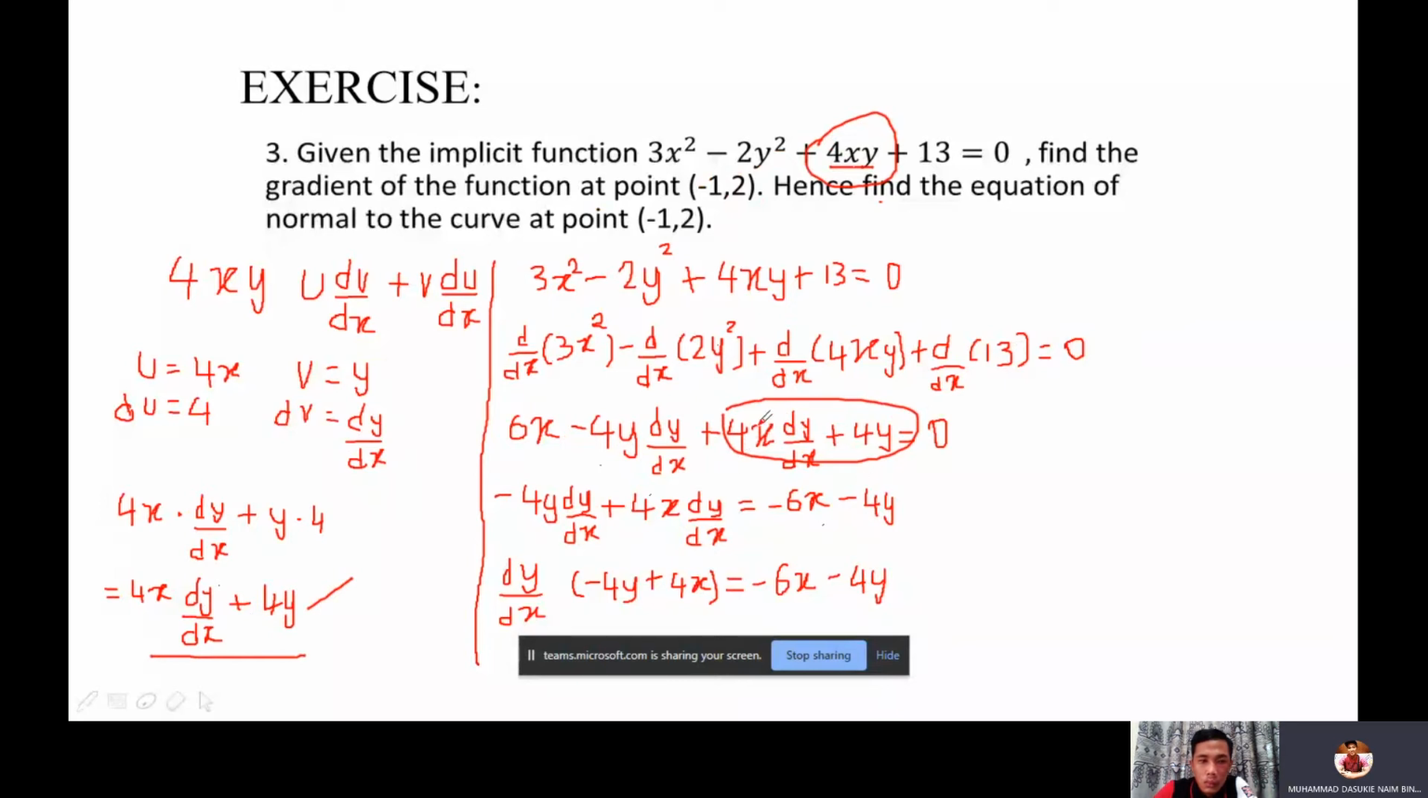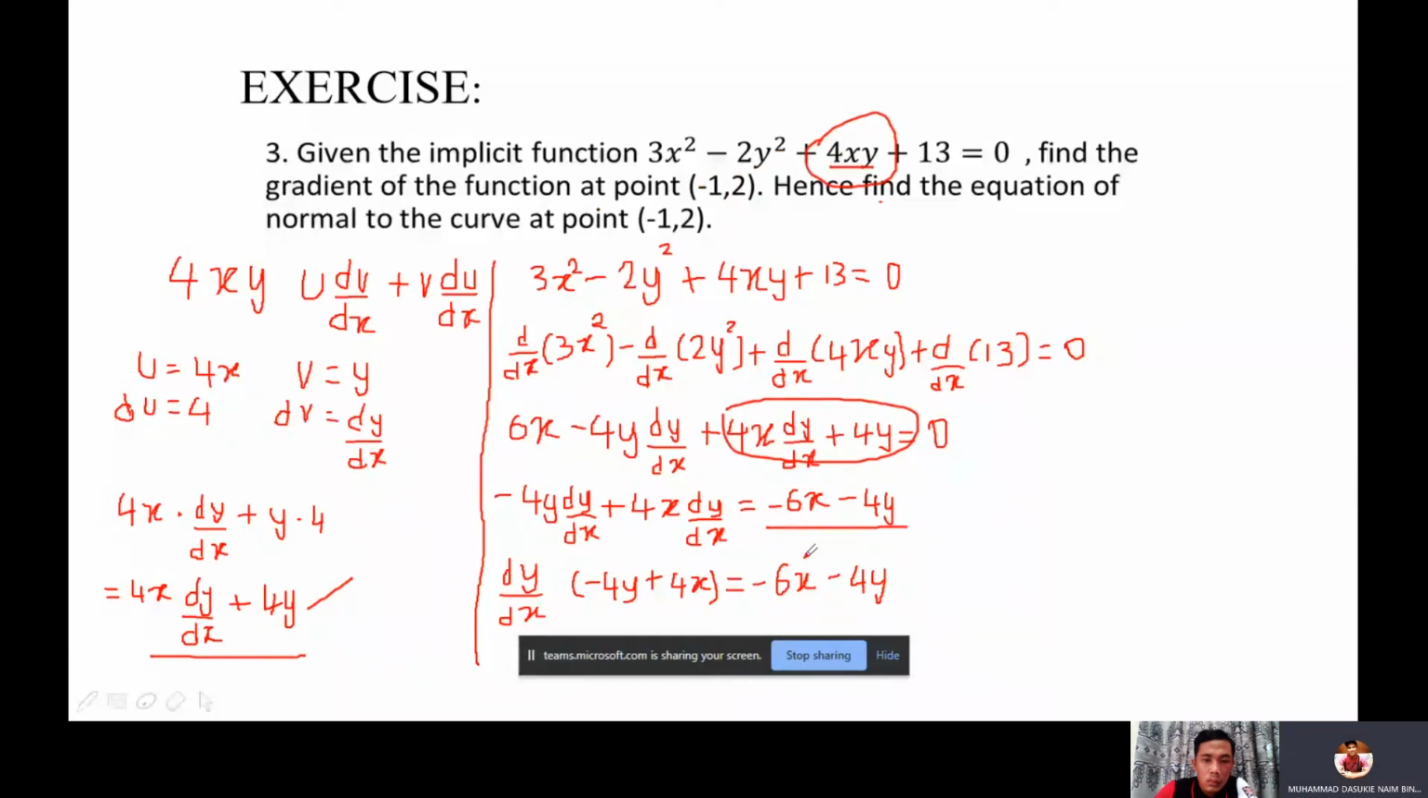Okay, 4x dy/dx. So we rearrange the equation with dy/dx on the left hand side, and we rearrange the equation with negative 6x on the right hand side. As you can see, 6x becomes negative 6x, and 4y we take to the right hand side, it becomes negative 4y. That's a new equation. Okay, now we move to the solution.